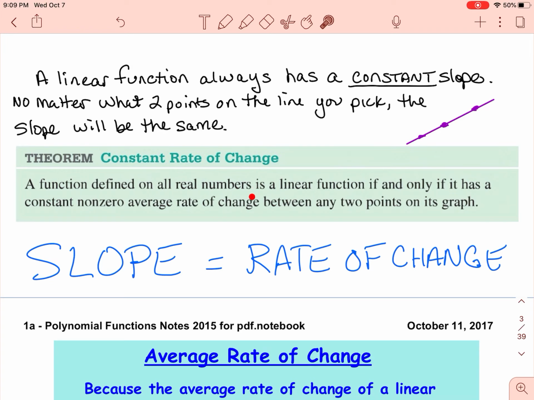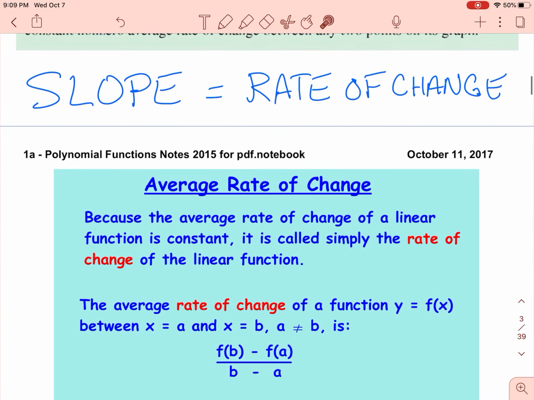A function defined on all real numbers is a linear function if and only if it has a constant non-zero average rate of change between any 2 points on its graph. Slope is the same thing as rate of change. When you're asked for the rate of change of a function, or the average rate of change of a function, it's called the slope.